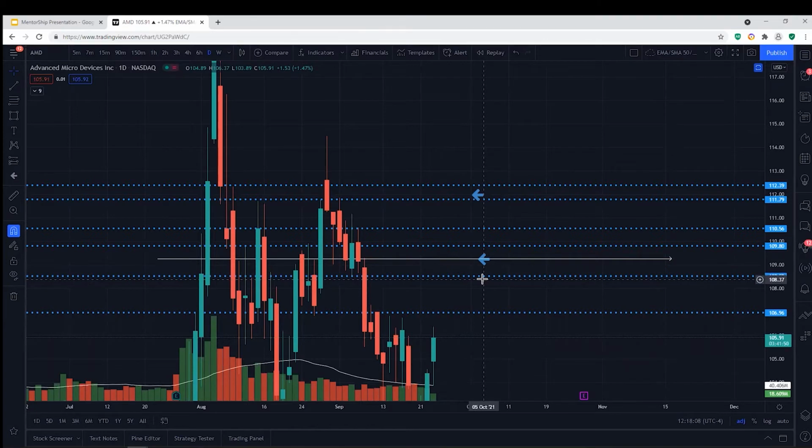But if I'm holding this entire contract near expiration, I need AMD to be at 109 or I will lose money. It can be 109.50, it can be 110. That's okay. I won't make max profit, but I won't lose money. So that is where the cutoff needs to be when I'm actually near expiration.